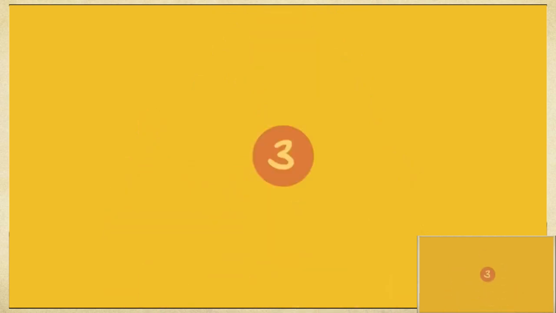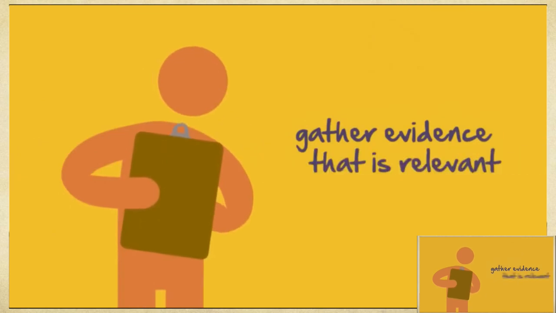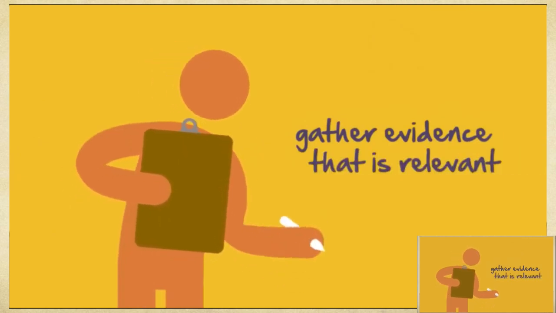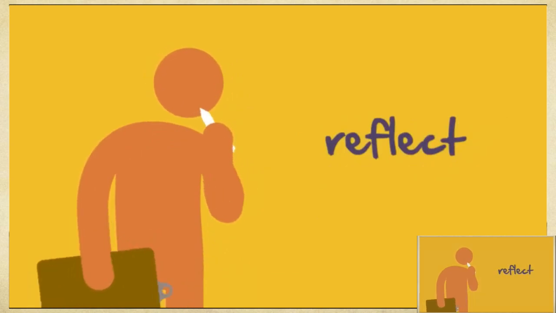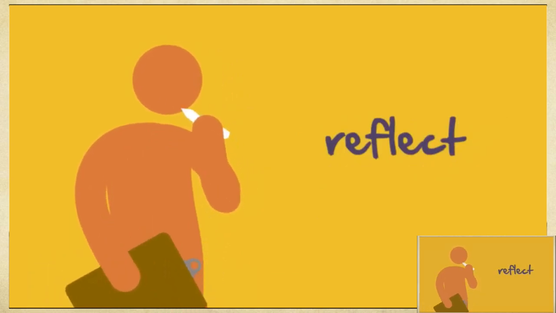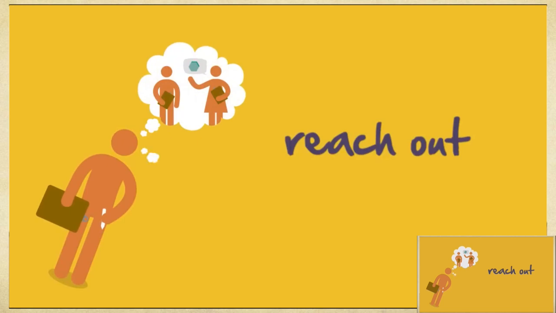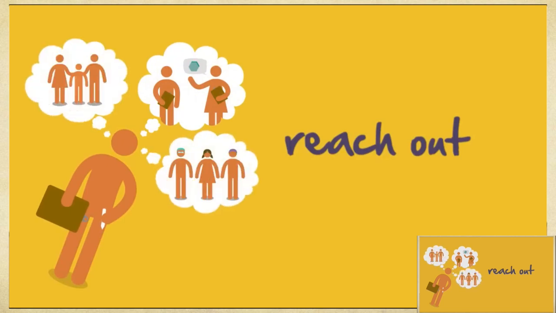Here are three things you can do to move your practice toward a stronger EIP model. Gather evidence that is relevant to what you're doing, and ask yourself why and how you should use it. Reflect. Begin the process of synthesis by bringing evidence together with what you know, what you live in your day-to-day practice. Reach out. Draw upon information and opinions from colleagues and, of course, from children, youth, and families.